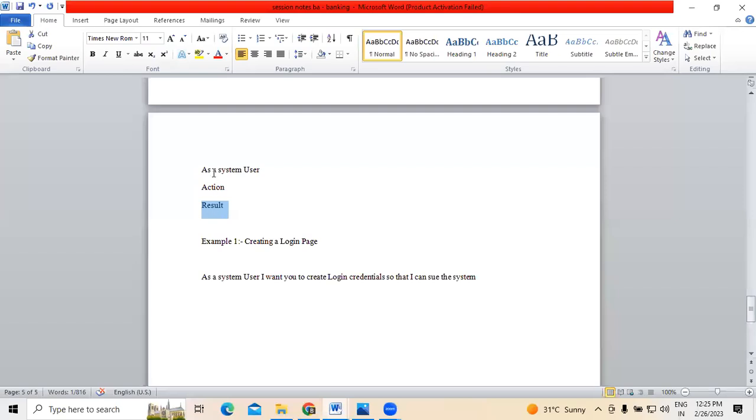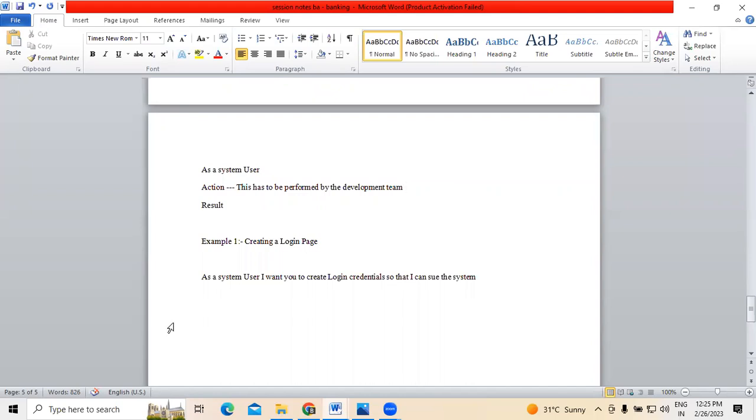But who is going to use this? The system user is going to use this. What action has to be performed? Creating login credentials is the action to be performed. Who has to perform this? This has to be performed by the development team. Am I right or not? Understood, everyone? Right? This is how a user story is generally written.